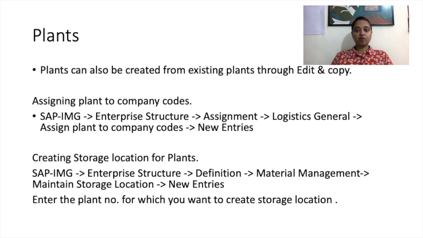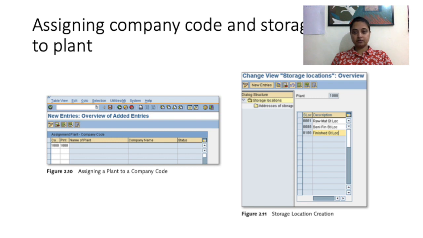Plants can be created from existing plants through edit and copy. So you can also assign plants to a company code through the location mentioned here. And then you can also create storage locations for your plants through the same location in material management, SAP implementation guide, material management, maintain storage location and new entries. From here you can create that. The next slide is showing you how to assign company codes and storage location to a plant.